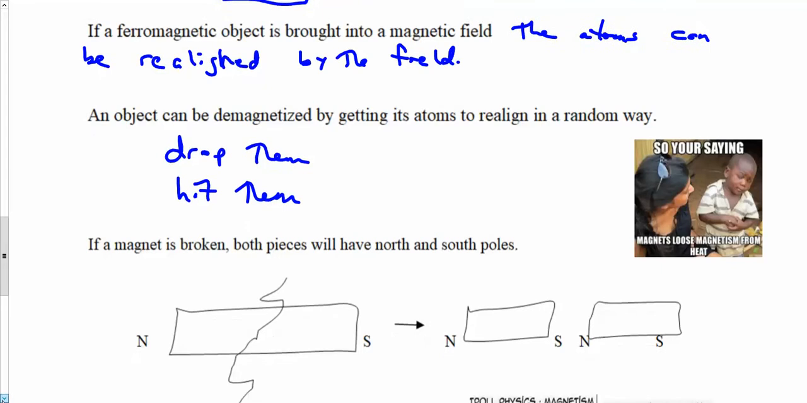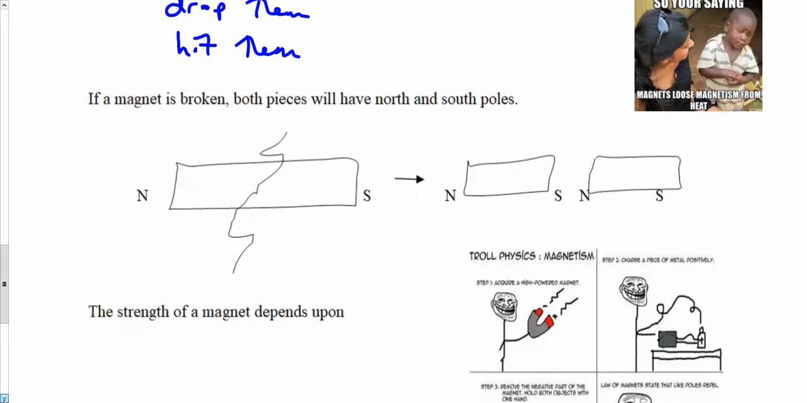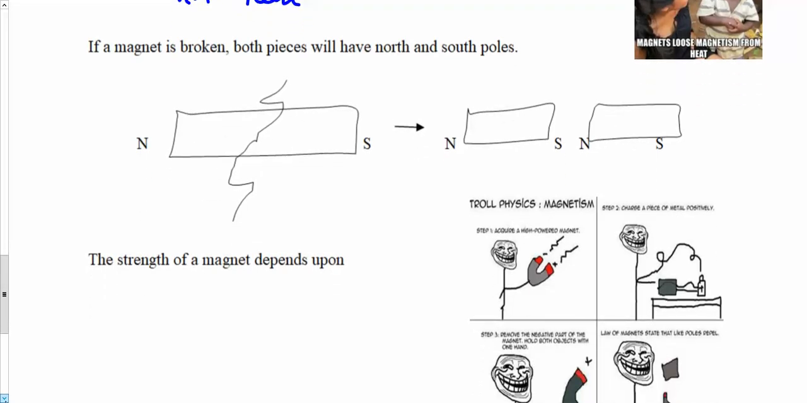If I break a magnet, both of them, looking at this piece, would still have a north, and this would immediately become a south, and a north and a south, because of the idea of these tiny little dipoles. And the strength of a magnet depends, oh, I already said it, depends on the number of aligned dipoles. Yes.